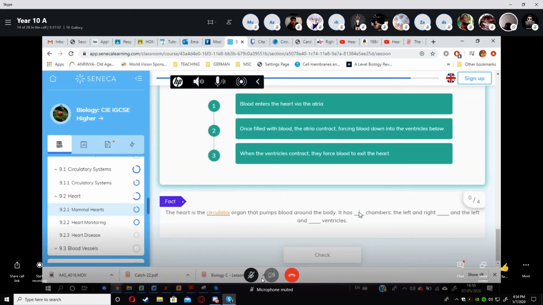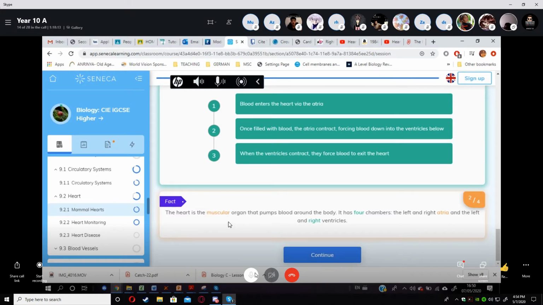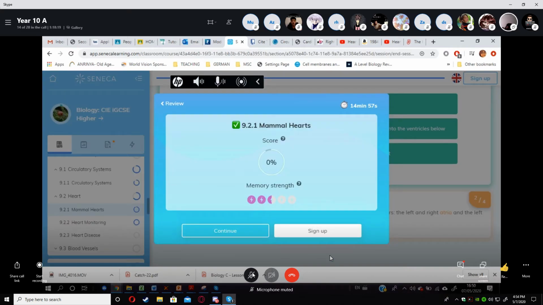It has how many chambers? 4. The left and the right atrium, and the left and right ventricle. The muscular organ, right? And this should be atria. Right, it's okay. Good.